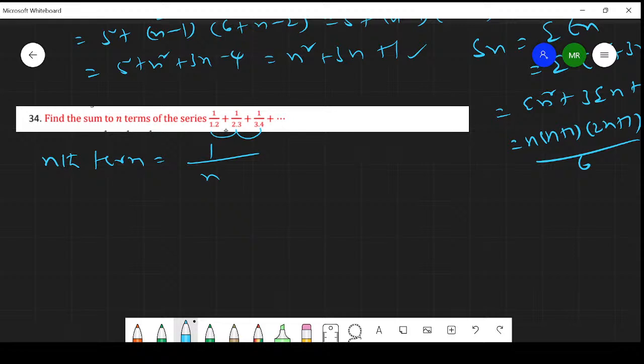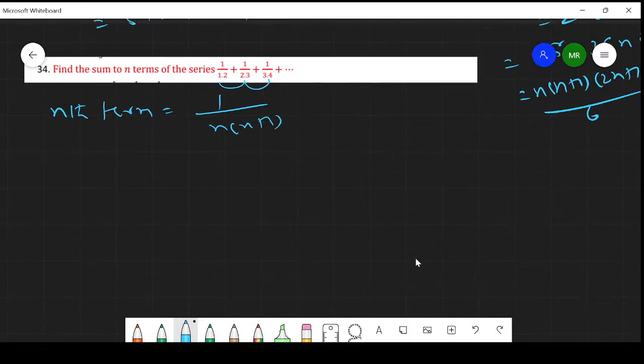We are adding one term for this. The nth term is 1 by n into (n plus 1). That's all, 1 by n into (n plus 1). They are asking for the sum to n terms of the series. So what I will do now, you take the given problem.